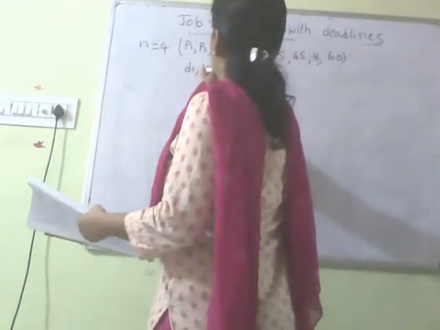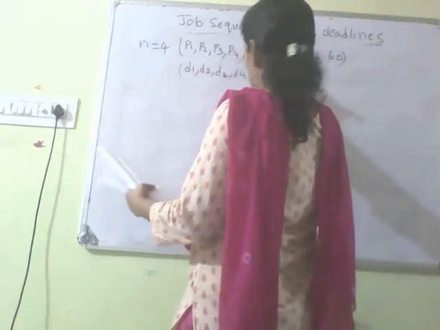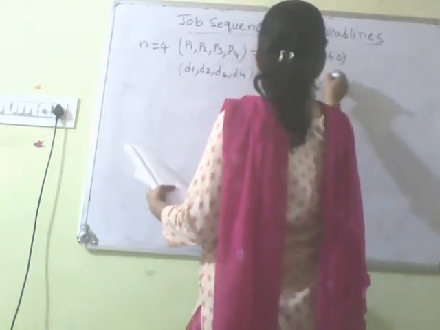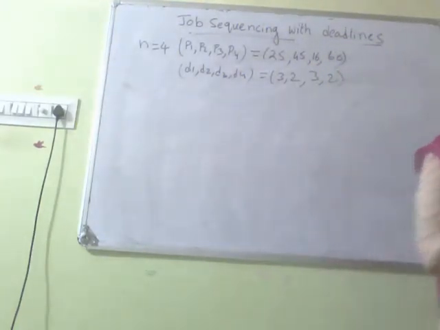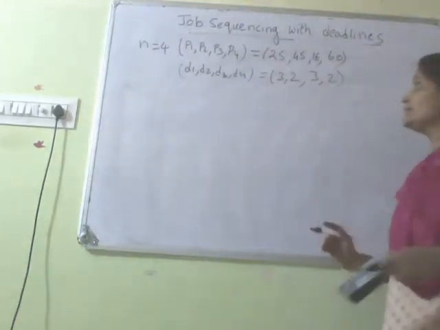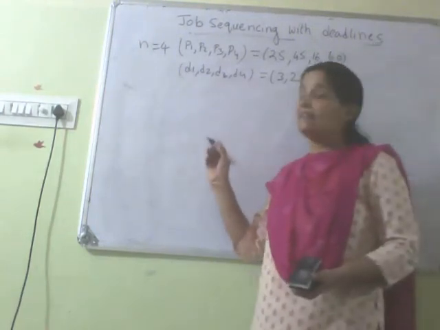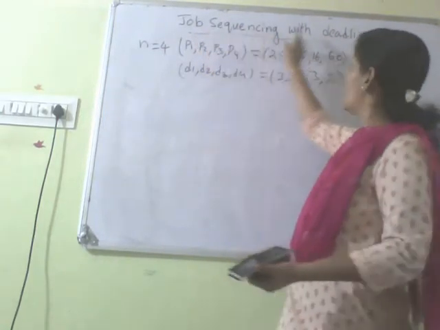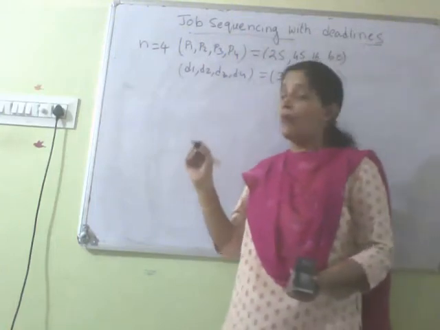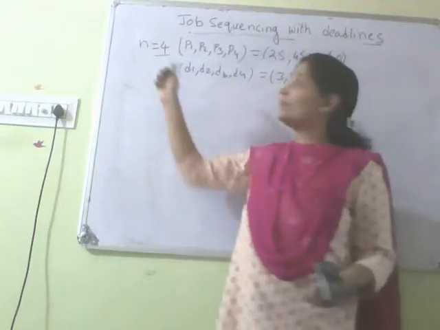And D1, D2, D3, D4 equal to 3, 2, 3, 2. So this is what is given to us. First we will try to understand what is the meaning of this actually. What is given and what we have to find, we have to see here. What is our topic name? Job sequencing with deadlines. Now what is given here is n equal to 4, which is nothing but 4 jobs.